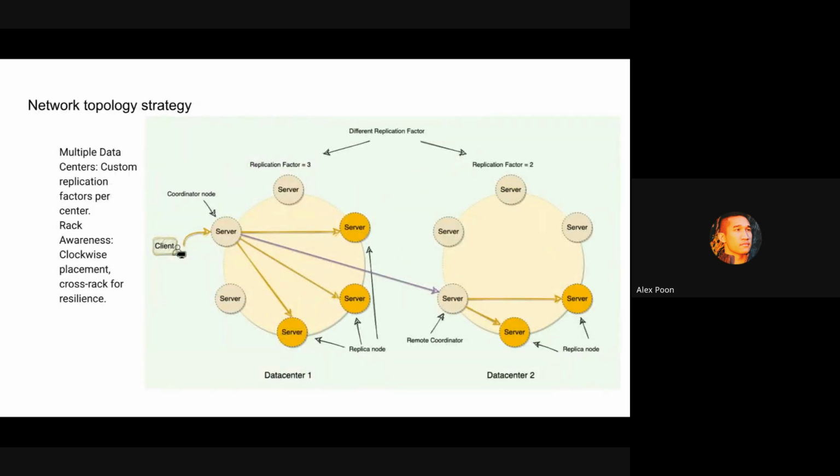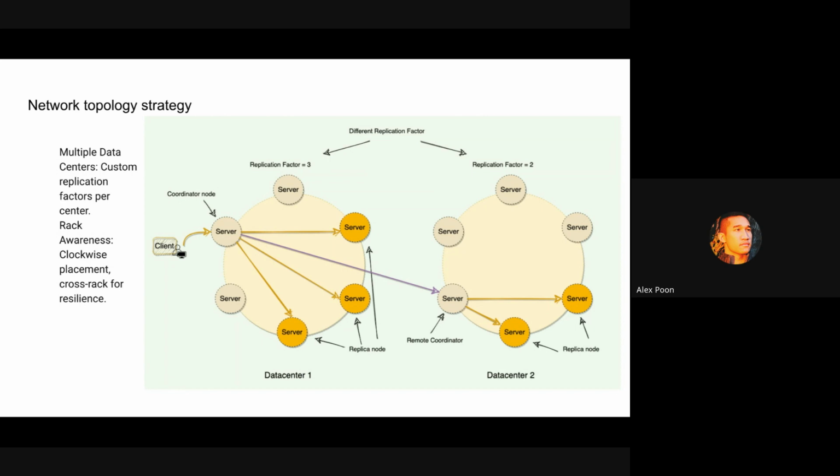The next strategy is called the network topology strategy. This strategy is used for multiple data centers. Under this strategy, we can specify different replication factors for different data centers. This enables us to specify how many replicas will be placed in each data center.